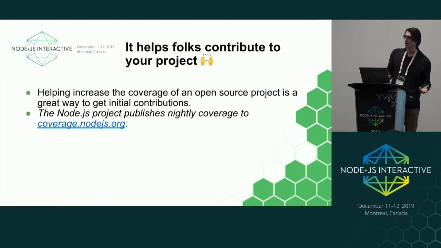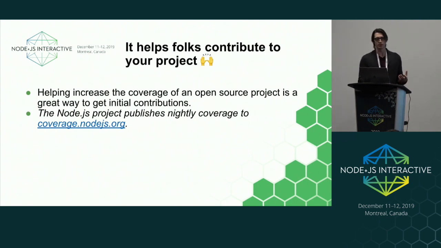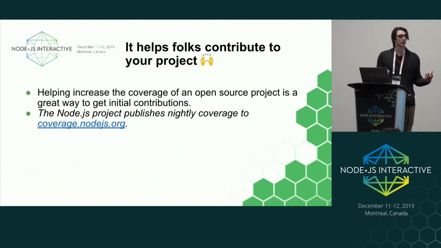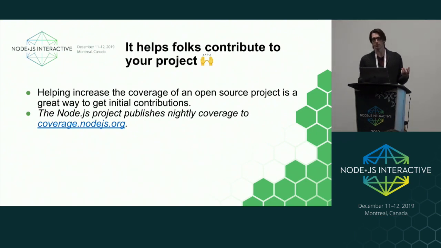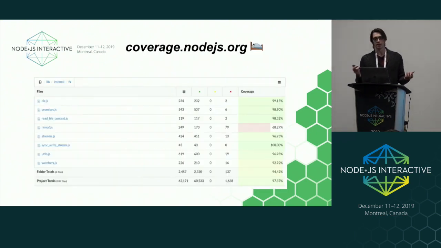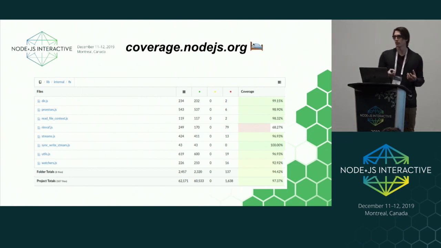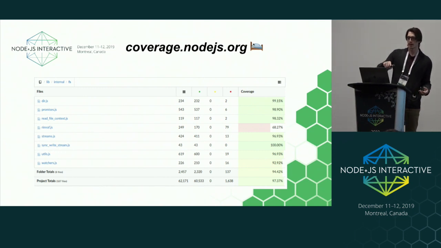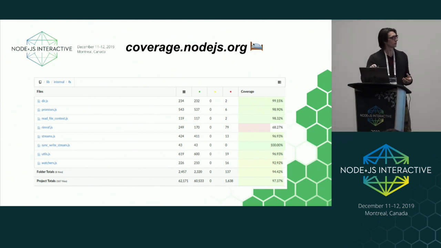Another interesting thing that coverage is good for in a project, and I've seen this used in the Node.js project quite a bit, is it can give someone an idea of where they can contribute to the project. So for the Node.js project, we actually publish nightly coverage reports to nodejs.org. And these reports, which look something like this, can actually be a really good place for someone to start contributing to the project.